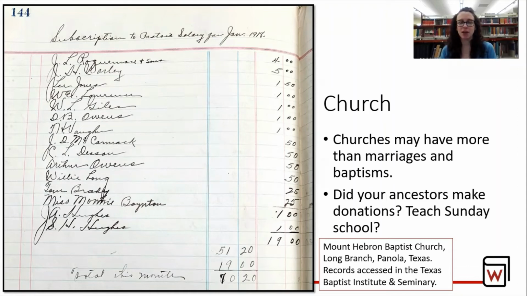And you're able to compare the amount that different people in the community were able to pay, which may give you a clue as to the socioeconomic status of different members of that community. And these records were accessed through the Texas Baptist Institute and Seminary.